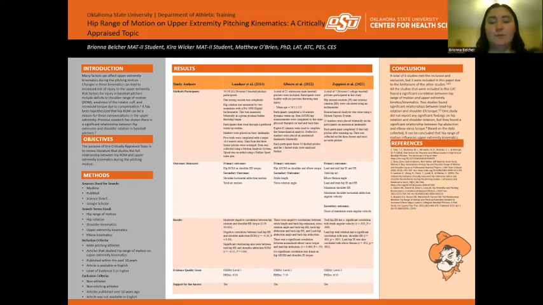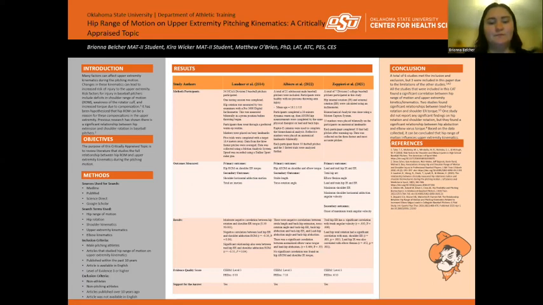Another study also found that lead hip internal rotation had a positive relationship with elbow flexion angle. And so as hip rotation increased, so did the elbow flexion angle. And so the thought process behind this is that as elbow flexion angle increases, that shortens the lever arm, which leads to decreased injury risk. And vice versa, as hip internal rotation decreases, elbow flexion angle also decreases, which lengthens the lever arm, which increases injury risk.